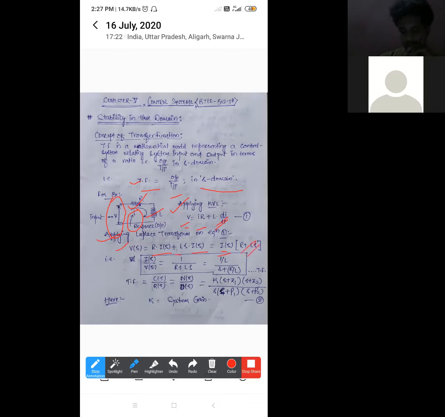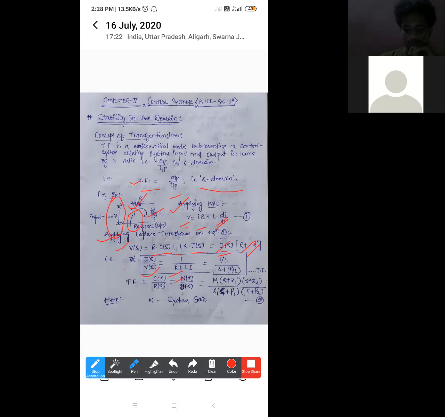So to find the transfer function of this circuit, we basically need to find the ratio of I(s) to V(s). Why I(s) to V(s)? Because I(s) is the response or output of the circuit and V(s) is the input. So as I have defined, transfer function is nothing but the ratio of output to the input in S domain. So the output parameter is current I(s) and the input parameter is V(s). So the ratio of I(s) to V(s) is nothing but the transfer function of this circuit, which is equal to 1 upon R plus Ls from the above relation.